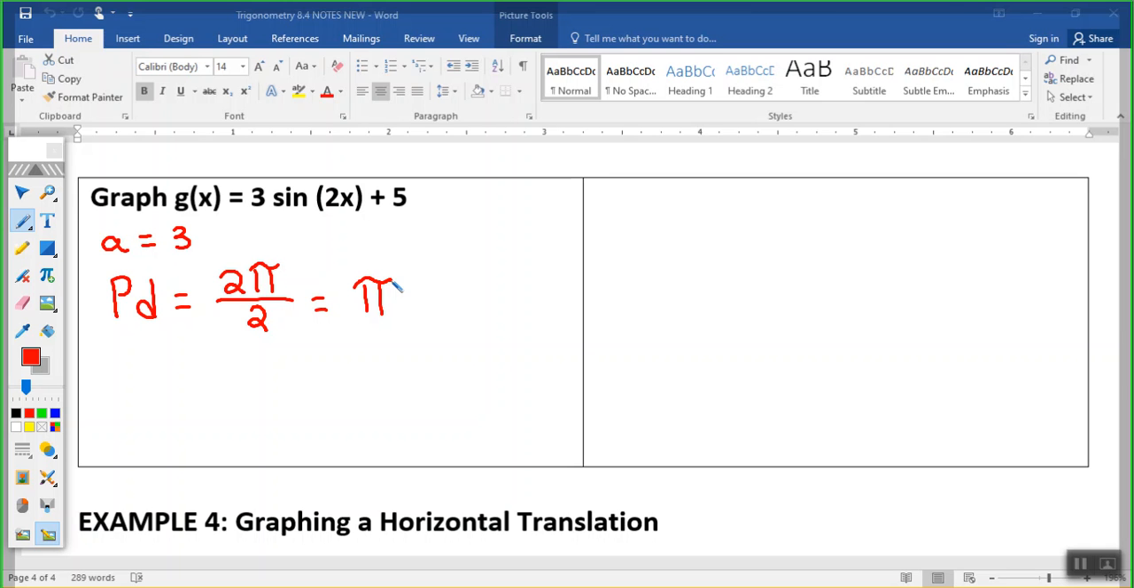Okay. How about the k value in this? What's the plus value on the end? 5. Your midline is at what? Okay, just to make a sketch of this.